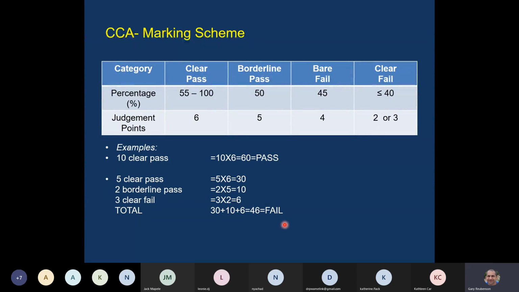And the logic behind this is what we're really interested in: is this candidate a competent pediatrician? We're not especially interested in are they the best possible pediatrician, but are they a competent pediatrician? If we don't have the judgment points, you could get 100% in one case and fail all the rest and pass the exam. And we don't think that's an appropriate system to have in place. So the solution to that is really around the judgment points.